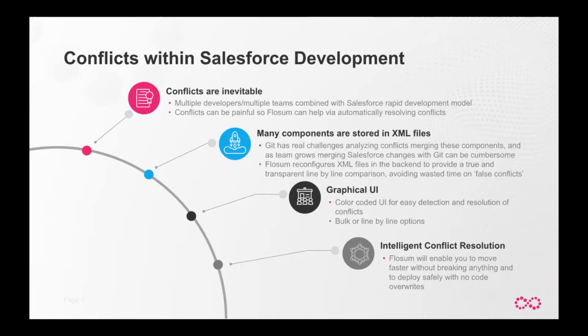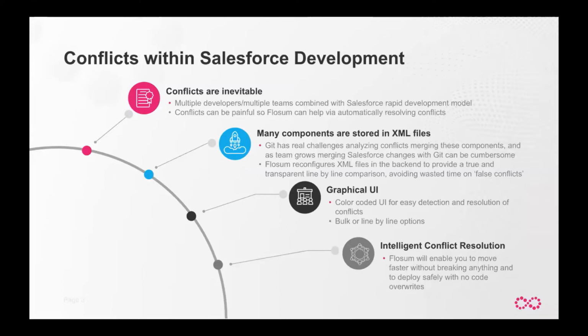So it basically reorders those XML components and tags. The end result is you get a true, transparent line by line or block by block comparison of what is a real conflict and what is not. I think there's a big advantage there in not wasting time on what we call false conflicts. Within that UI, which we'll demo today, we'll show some of the color coding so you can easily detect what was a change and how best to resolve it, either on a line by line or block by block basis, or on a bulk basis if you have the comfort level to do so.